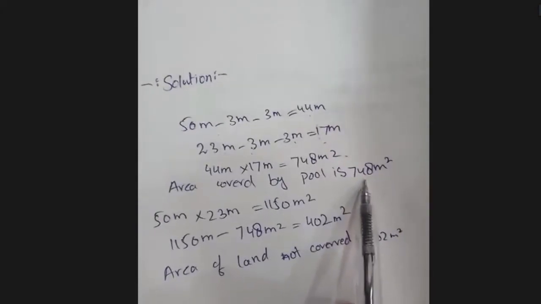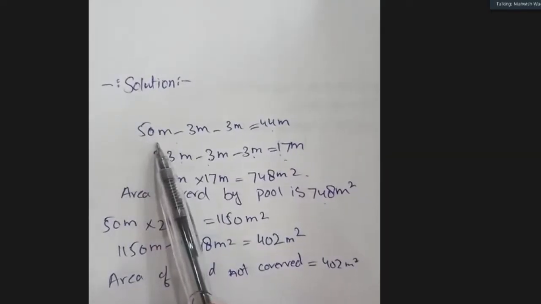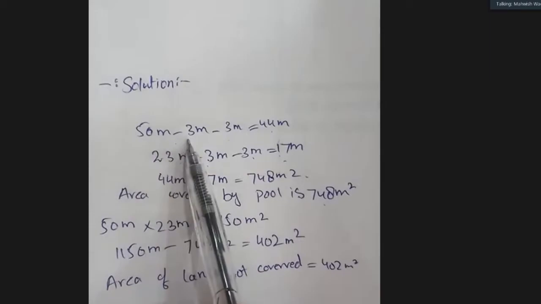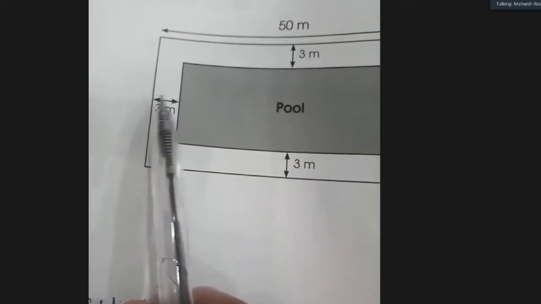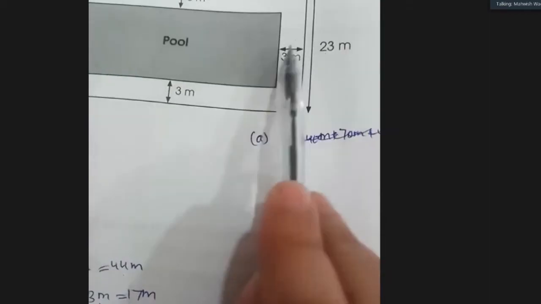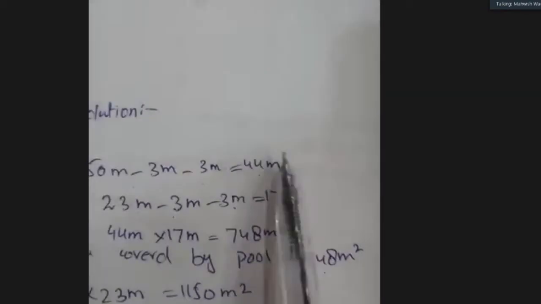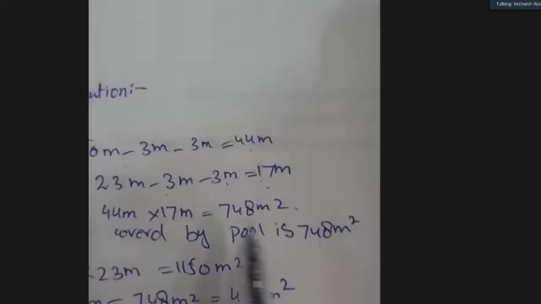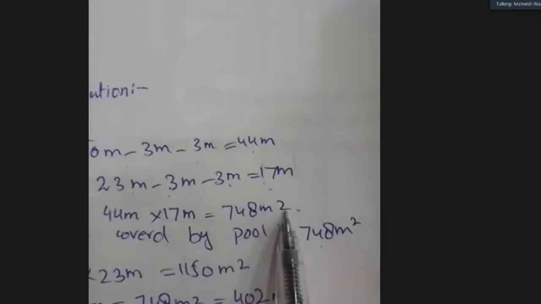Is there any difficulty? आपके पास length given है, that is 50. Length में से 3 meter हमने subtract किया because they are saying we have left. Left means subtraction. 3 length में से this length, 50 में से subtract किया, we will get 44. Same is the case with 23. We have left this one and this one. We have left 17. Length multiplied by breadth हमने किया, we will get the answer 748 meters square.